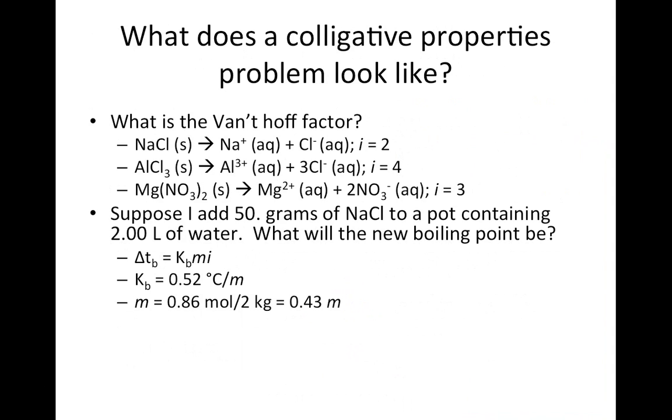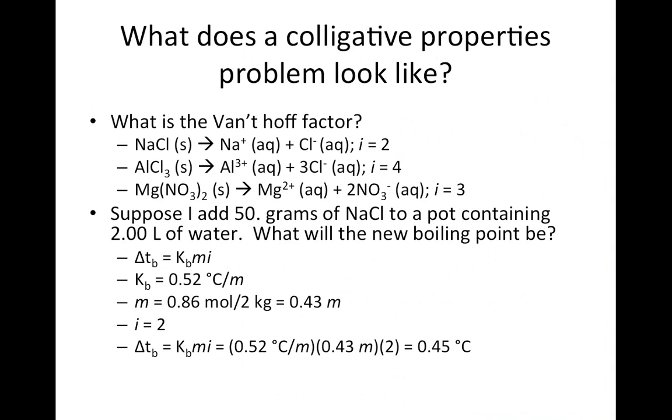We can calculate the molality of the solution by dividing the number of moles of the solute, NaCl, by the kilograms of the solvent. Remembering that 1 milliliter of water has a mass of 1 gram, 1,000 milliliters, which is equal to a liter, must have a mass of 1,000 grams, or 1 kilogram. Therefore, 2 liters of water has a mass of 2 kilograms. The molality of the solution is 0.43 molal. Because NaCl splits into 2 ions when dissolved in water, the i value is 2.